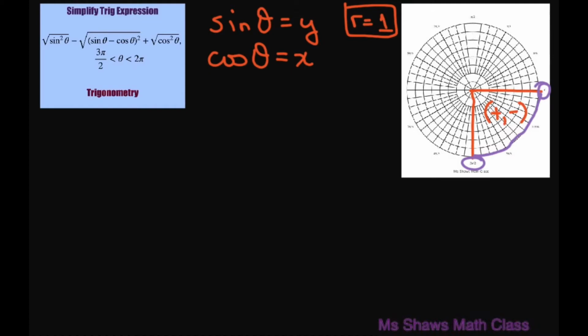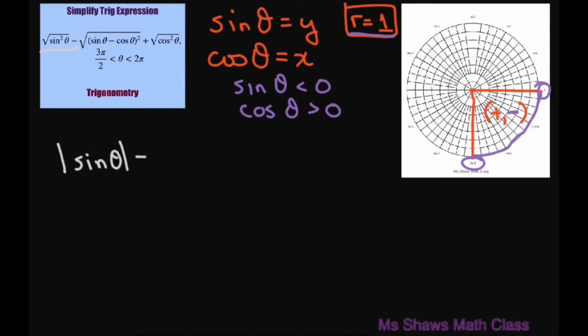All right, so basically when our radius is 1, our sine of theta is y, and our cosine of theta is x. So that means your y is negative, so sine of theta is negative, and therefore cosine of theta is positive. Now, to rewrite this, when you take the square root of a square, you write this as absolute value of sine of theta minus, and then for this middle term, we're going to do absolute value of sine of theta minus cosine of theta, and then plus absolute value of cosine of theta.